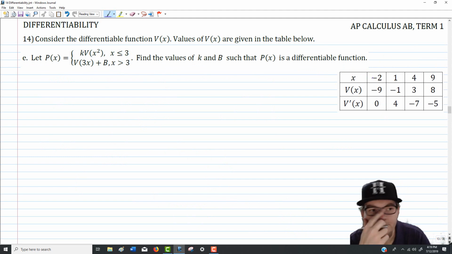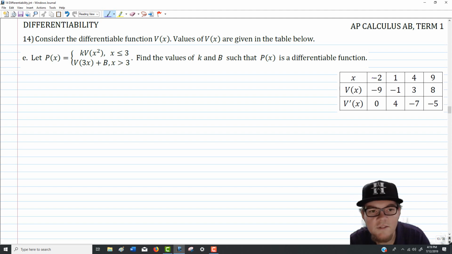Okay, last but not least, and hopefully over soon. Let p of x equal k times v of x squared when x is less than or equal to 3, and v of 3x plus b when x is greater than 3. Find the values of k and b such that p of x is a differentiable function.